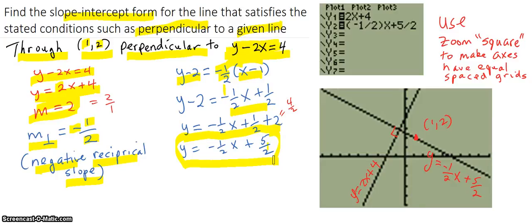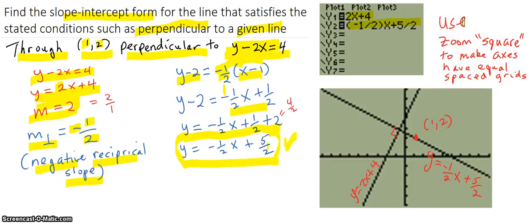Okay, now let's graph them in the graphing calculator. In y1, we're putting 2x plus 4. That's the original line. And then the new line that we found is in y2 right here. So then when you graph them, you get this.